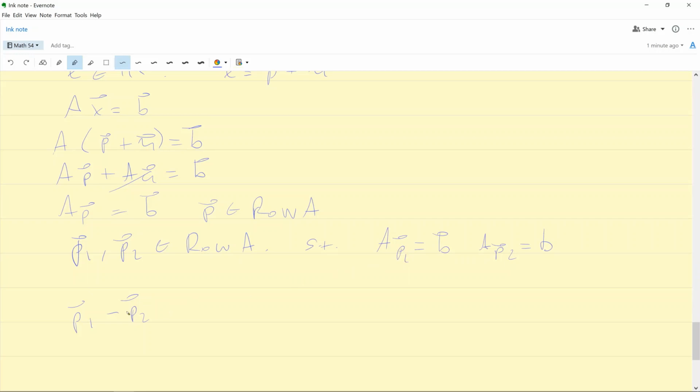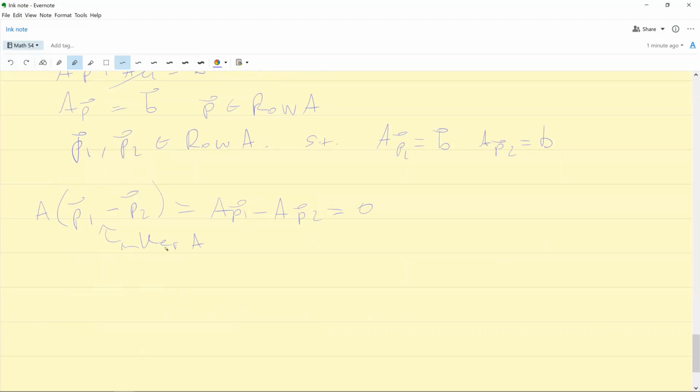The first thing I'm going to notice is that if A on both of these is b, then A acting on the difference is A acting on each one individually, which is 0, which tells me that this vector is in the kernel of A. And why is this useful? Well, remember that there's only one way to write a vector as a vector in our subspace plus a vector not in our subspace.